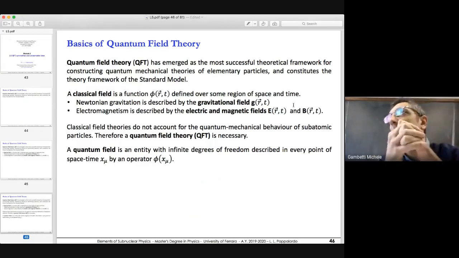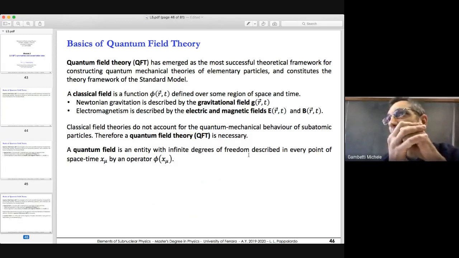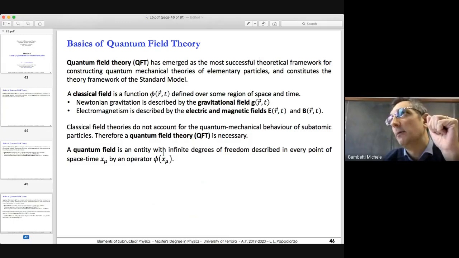Now, classical field theory does not account for the quantum mechanical behavior of subatomic particles. So what we need is not a classical field theory, but a quantum field theory. And a quantum field is something completely different. A quantum field is an entity with infinite degrees of freedom, which is described at every point of space-time, x mu, by an operator. The classical fields are functions of space and time separately. A quantum field is an operator which depends on the space-time coordinate x mu, and which corresponds to infinite degrees of freedom.